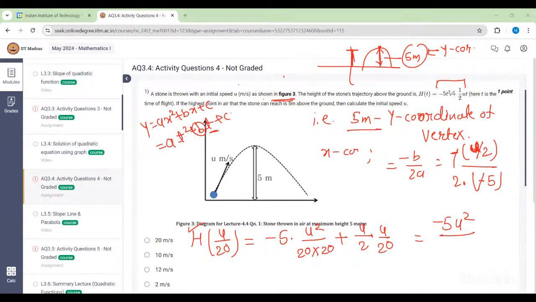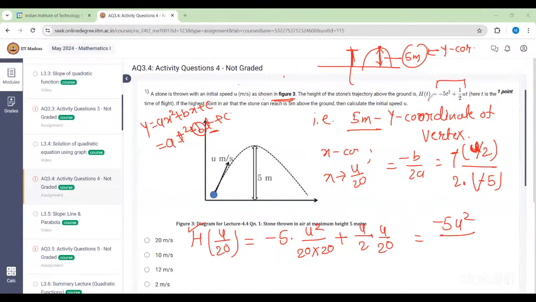Because in place of t, I have to substitute u by 20, where the x coordinate of the vertex is u by 20. So I am finding it: we get u by 20, since it is minus b by 2a. If you compute minus b by 2a, you will get u by 20. Put u by 20 in the equation.